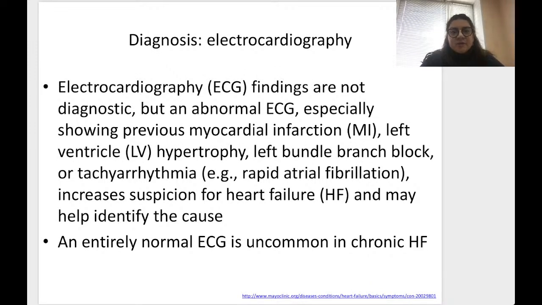ECG. ECG findings are not diagnostic for heart failure, but an abnormal ECG, especially showing previous MI, left ventricle hypertrophy, left bundle branch block, or tachyarrhythmias like rapid atrial fibrillation, increases suspicion for heart failure because they are often causes of it and may help identify the cause. An entirely normal ECG is uncommon in chronic heart failure, but possible. It's a very important moment: an absolutely normal ECG does not exclude heart failure.